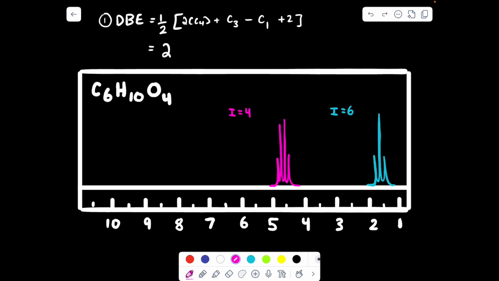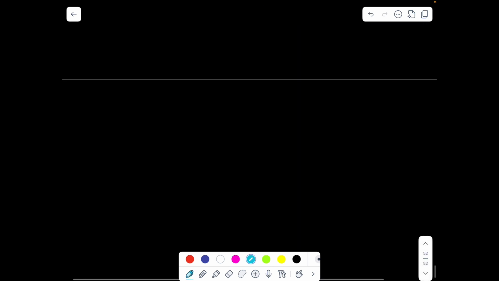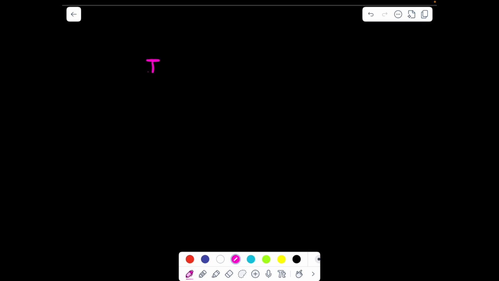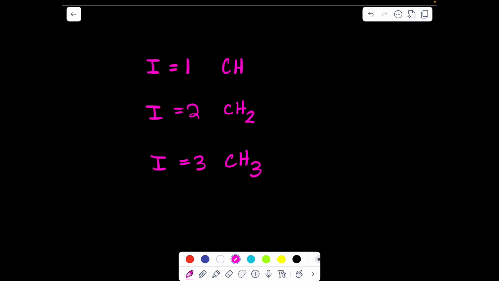So next, I'm going to go through each of the peaks and perform IMP. If you don't know what IMP means, go to my last video. But it means integration, multiplicity, and ppm. Starting with the integrations. In short, if you have an integration that is equal to 1, you're assuming this is a CH group. If you have an integration that's equal to 2, well, this would be a CH2 group. If you have an integration equal to 3, well, hopefully you see the trend here. This would be a CH3 group.